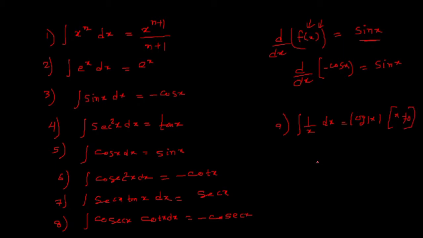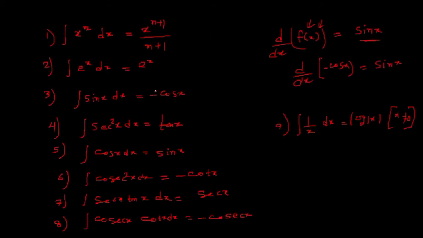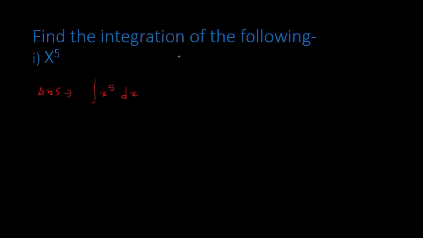So now we will solve some problems related to integration. At first, we have to find the integration of x to the power 5 dx. Now there are the formulas. We can apply formula number 1 here. Formula number 1 is the integration of x to the power n dx equals x to the power n plus 1 by n plus 1. So here n equals 5. So the integration of x to the power 5 is nothing but x to the power n plus 1 by n plus 1, that is x to the power 5 plus 1 by 5 plus 1.